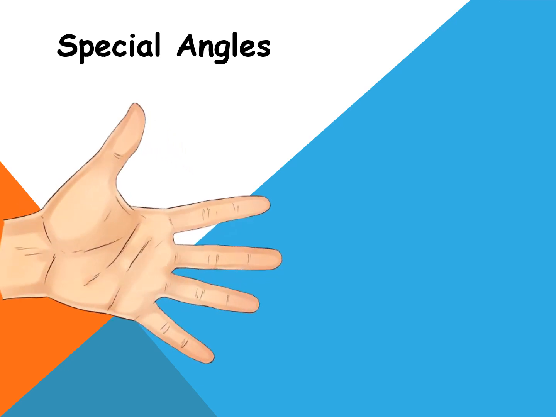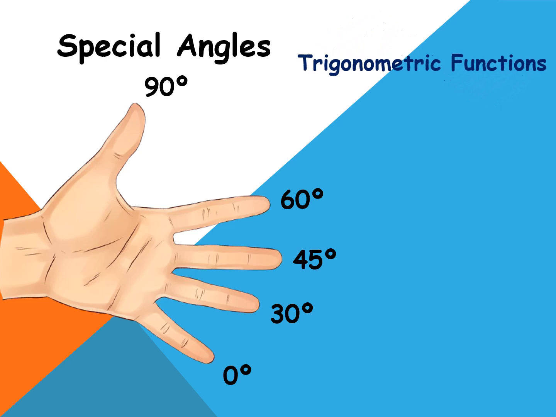Using your left hand, we can easily remember the ratio of trigonometric functions of special angles. And as I have said, special angles are 0 degrees, 30 degrees, 45 degrees, 60 degrees, and 90 degrees. But we need to know first how we can get the trigonometric functions.